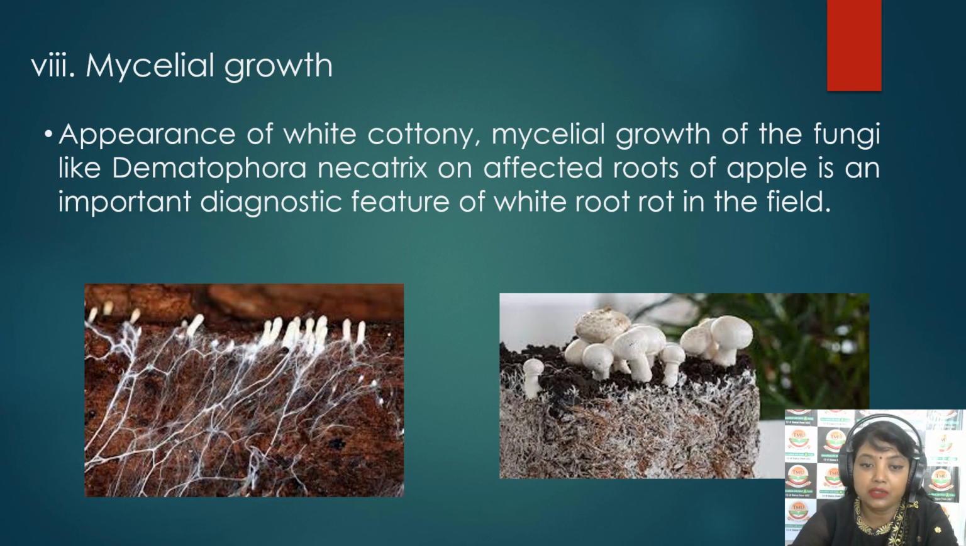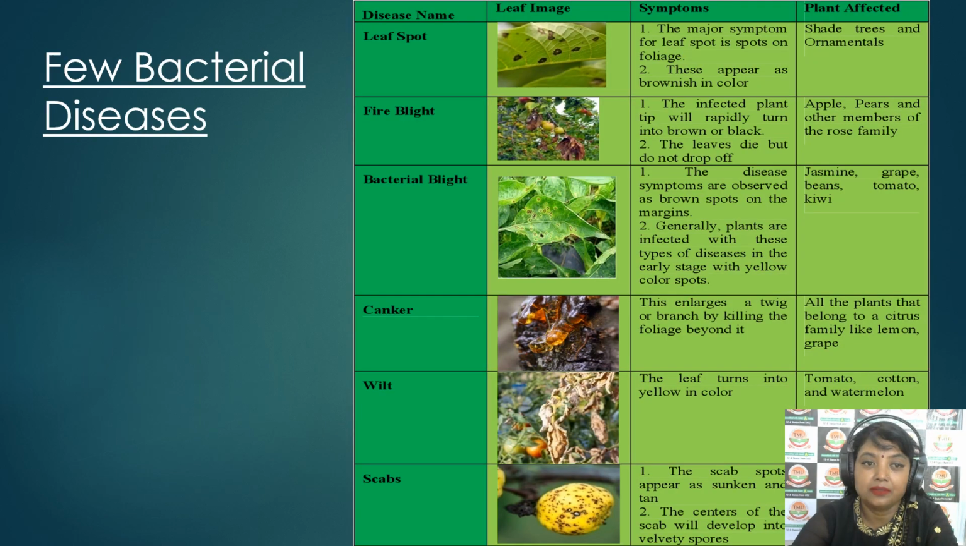Now mycelial growth. The appearance of white cottony mycelial growth of fungi like Dematophora necatrix on affected roots of apple is an important diagnostic feature of white root rot in the field. So these are a few bacterial diseases: leaf spot, fire blight, bacterial blight, canker, wilt, scabs.